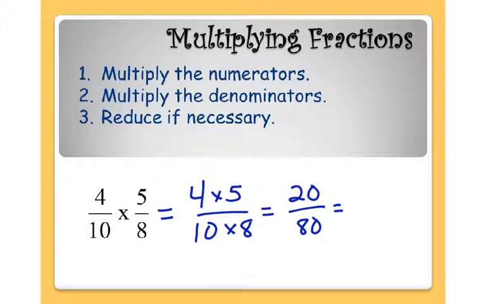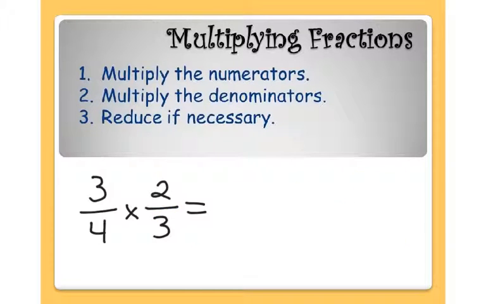20/80ths. Now they both have 20 as a factor, so I divide the top and bottom by 20, and I end up with 1/4 as my final answer.